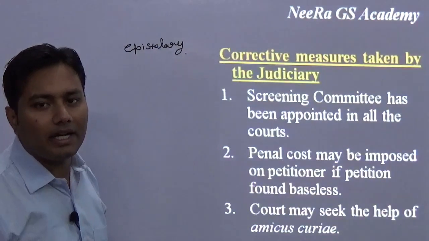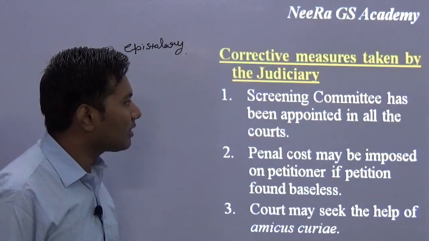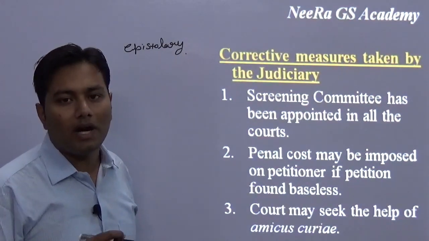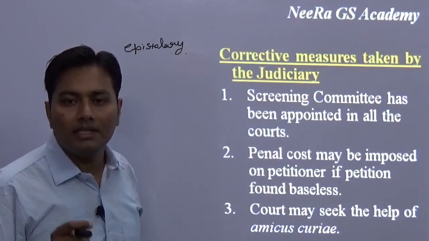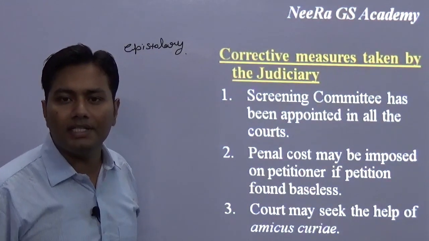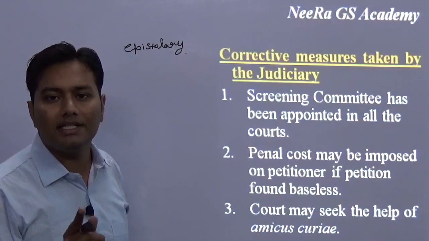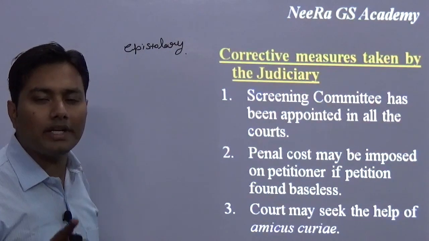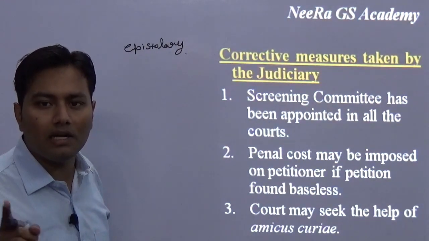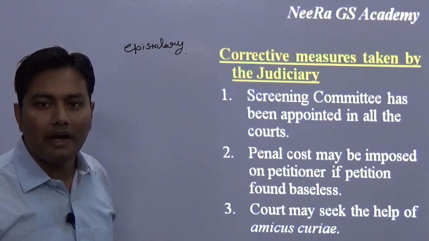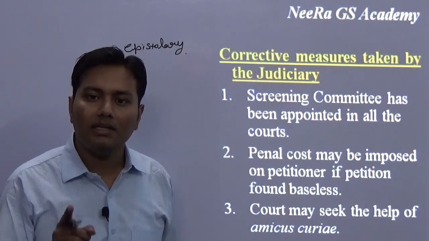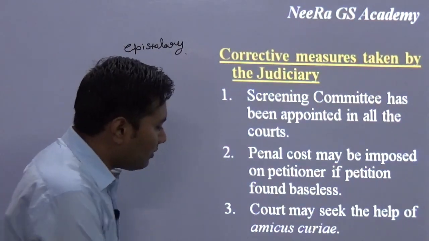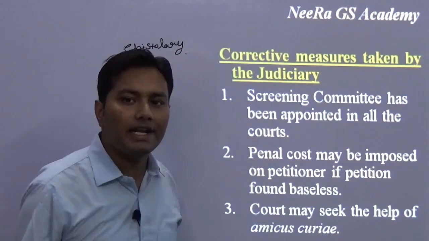And now comes what are the corrective measures taken by the judiciary. So first, a screening committee has been appointed in all the courts. What is the work of these screening committees? These screening committees go through the petitions and report to the court whether these are baseless or not. If these petitions are found baseless, then the court can impose exemplary and penal costs on the petitioner, and the court may seek the help of amicus curiae to assist the court. This amicus curiae means friend of the court, who is an advocate.